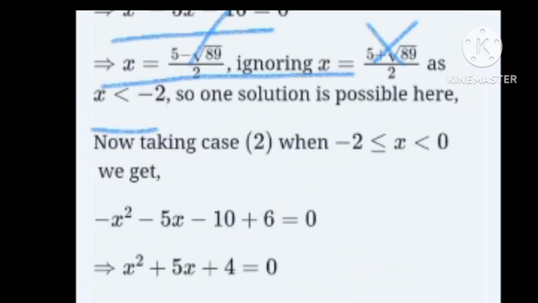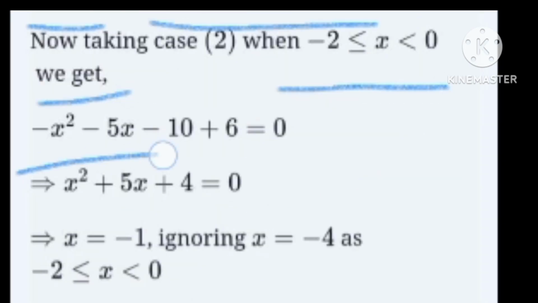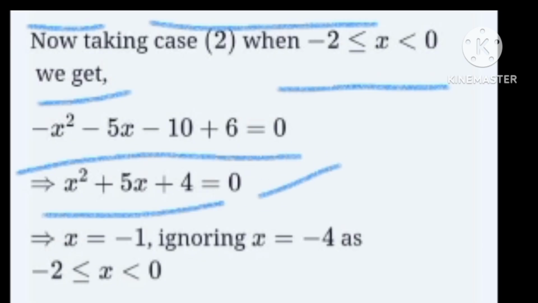Now x less than minus 2, so one solution is possible here. Next one, minus 2 less than x less than 0. In this case, minus x square minus 5x minus 10 plus 6 is equal to 0, so x square plus 5x plus 4 is equal to 0. Now here x plus 1, x plus 4 are the factors. x is equal to minus 1, x is equal to minus 4. In this range, x is equal to minus 1 lies between, so x is equal to minus 4 does not exist.